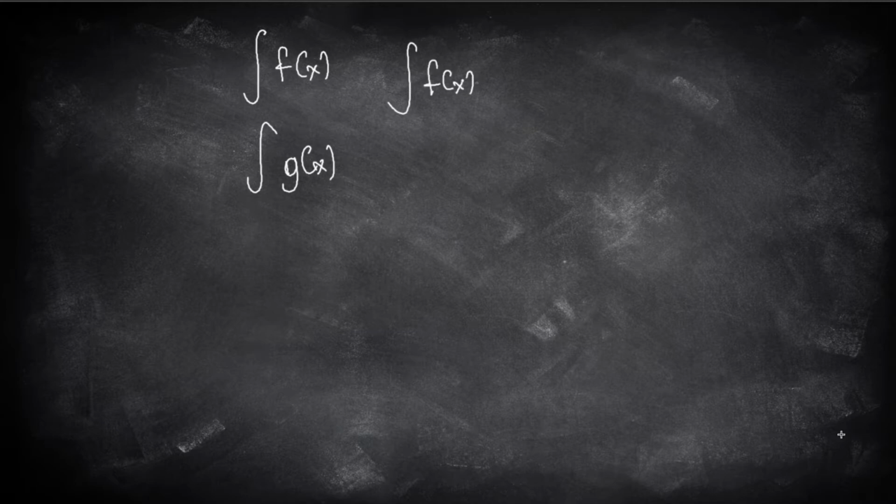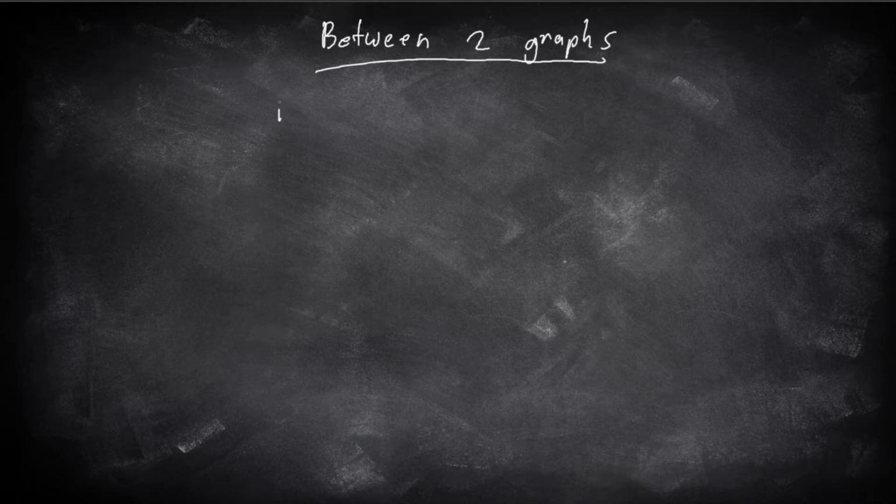Now let's find an area between two graphs. This is pretty simple because the area of one graph is f of x, the area of another graph is g of x. And if we want to take the area between two graphs, it's just the integral of f of x minus g of x. And it's just that simple. Okay. Now let's find the area between two graphs. So let's say we want to find the area between f of x equal to x cubed and g of x equal to square root of x.